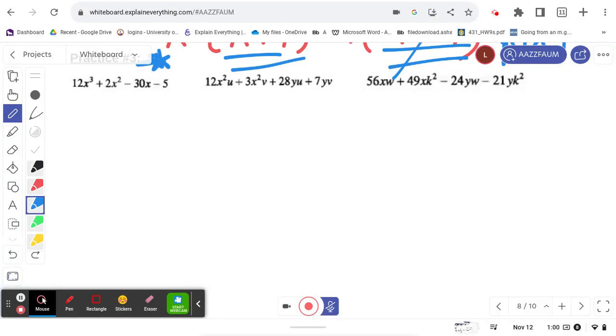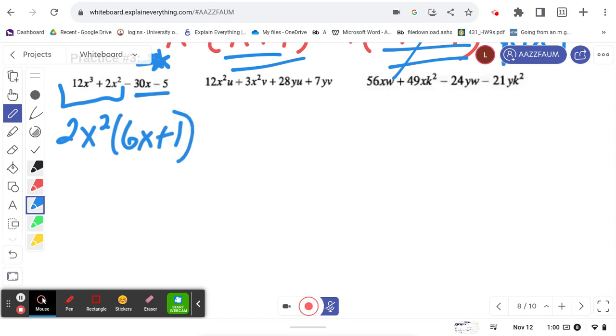Hello, coming back to finish up the practice problems that should be completed by now. So just going through them quickly here, we're going to be factoring out a 2x squared. That is the greatest common factor. We're going to be left with a 6x plus 1.